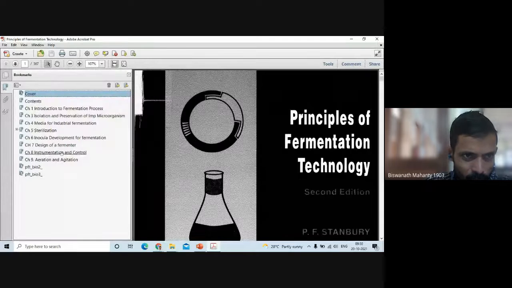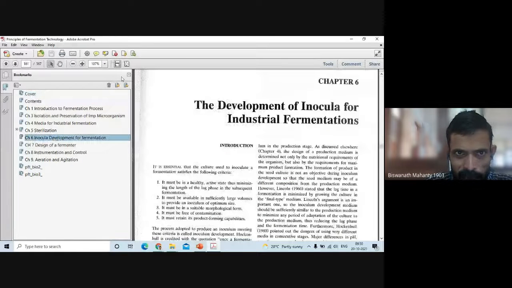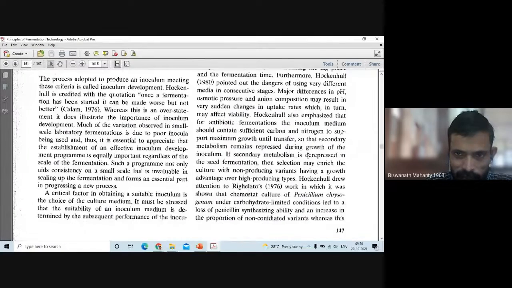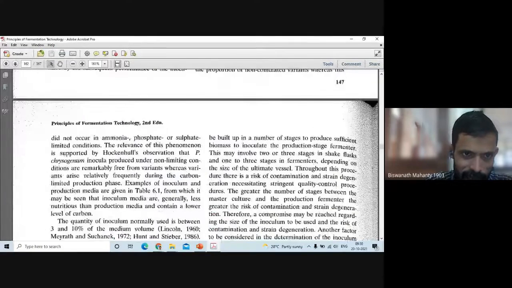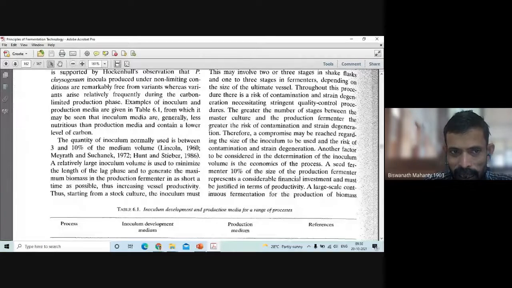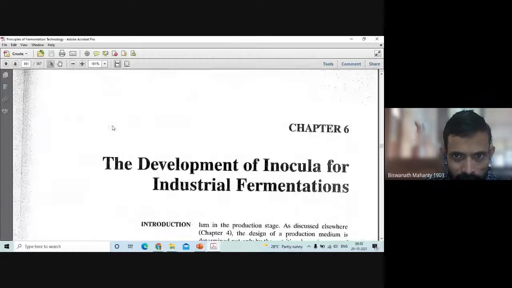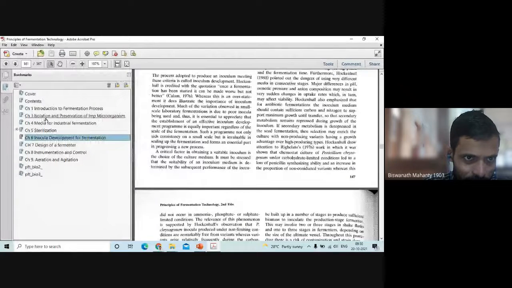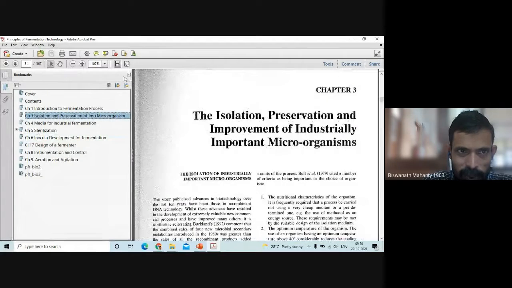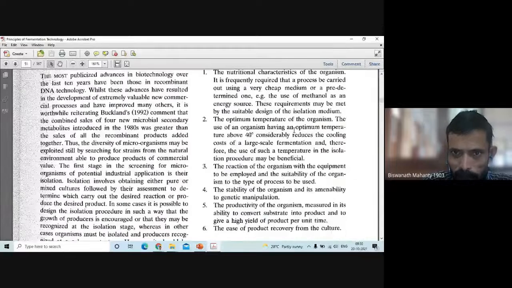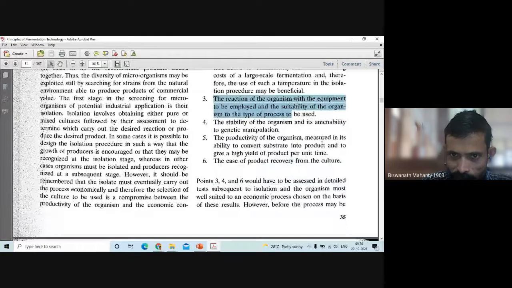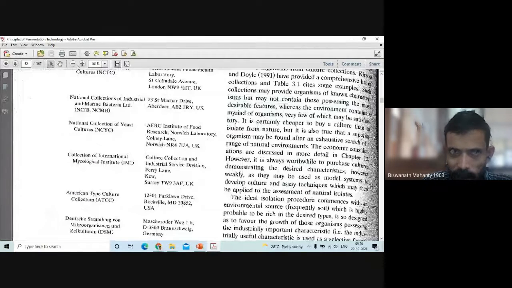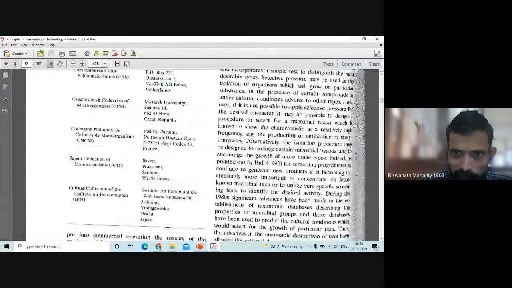Now coming into your textbook here, when I am talking about inoculum development process, I already talked about that in our last class. This is inoculum development. Here, isolation and preservation, isolation part more importantly. This aspect I have already talked about: what should be the ideal temperature, what should be the suitability thereof of the microorganism, and how we are doing it.